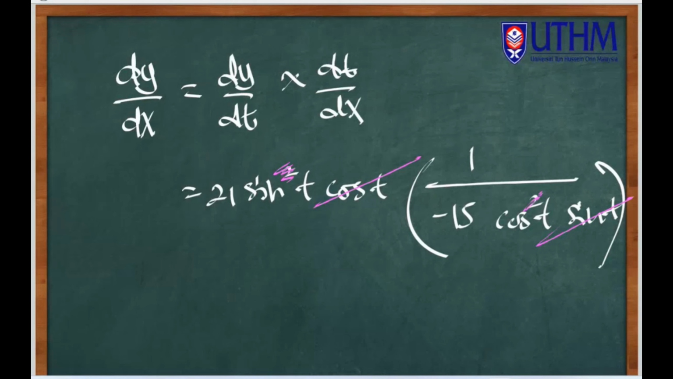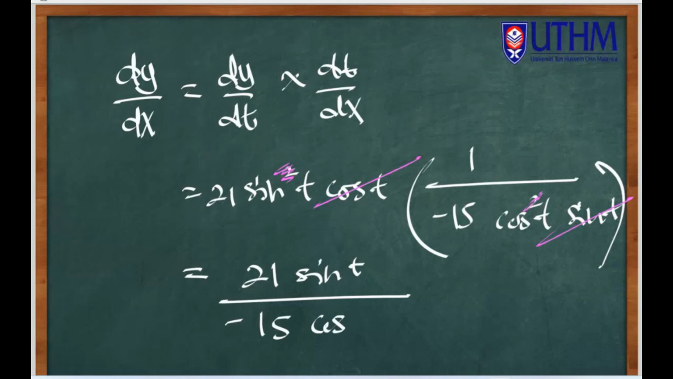So what is left is 21 sin t divided by negative 15 cos t. We know that sin t over cos t is equal to tan t. Also, we can simplify by dividing by 3, so we get 7, and dividing by 3, we get 5. So the answer will be negative 7 over 5 tan t.